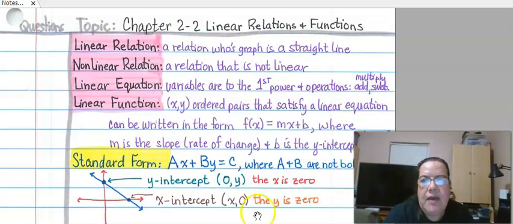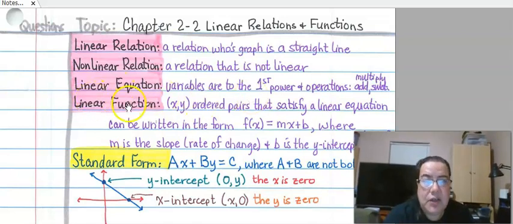And then we have non-linear relationships. So a relation that is not a line would be considered non-linear. A linear equation is where you have variables to the first power and operations like multiply, add, subtract, that kind of thing. So a linear equation is always to the first power. So you'll see usually it'll be the letter x and it'll be to the first power.